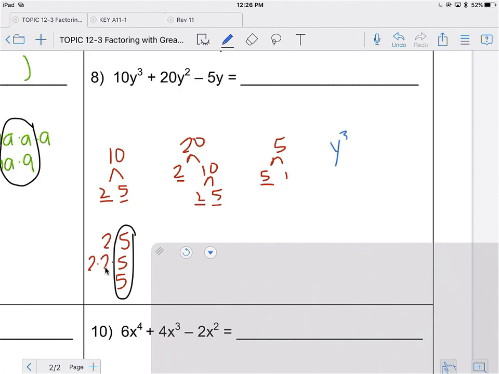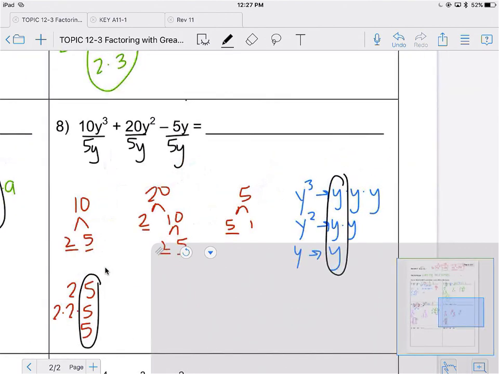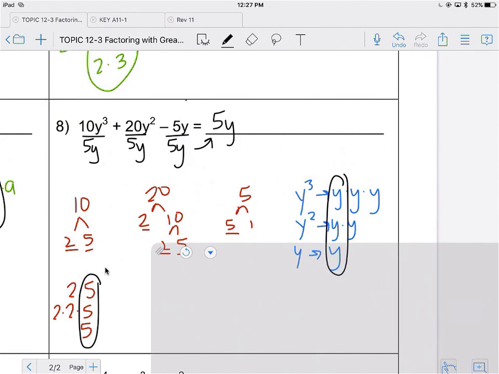With my letters, y cubed is y 3 times. Y squared is y 2 times. And y is y 1 time. So they all share 1y. So I can take out a 5y, or a 5 and a y, from all 3 terms. Whatever I take out goes in front, and then we divide. 10 divided by 5 is 2. Y cubed, so y to the 3 minus 1 is 2.